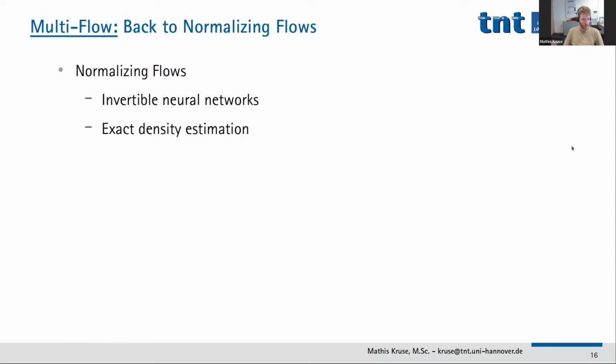So what did I do? I went back to normalizing flows, because normalizing flows have a great tradition with our institute. And they are a type of, in the way I use them, invertible neural networks. So you can use them both ways, essentially. And you can use them for exact density estimation, so estimate the likelihoods within some feature space.